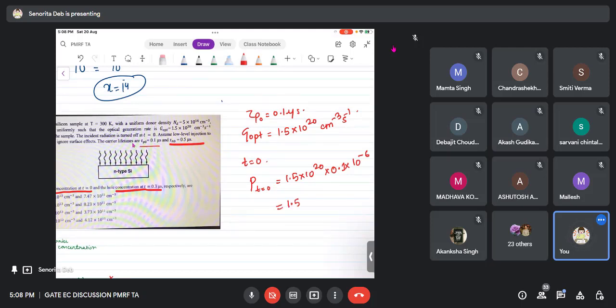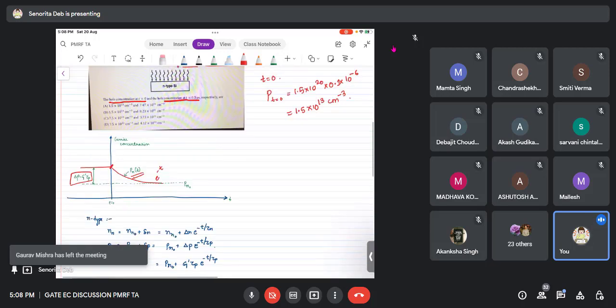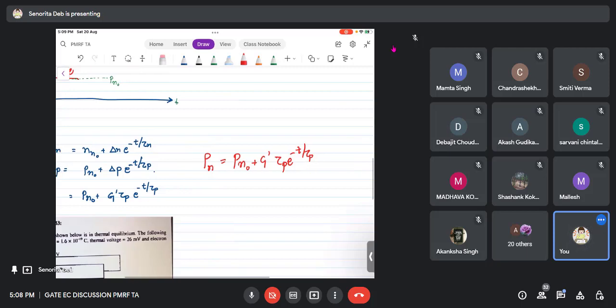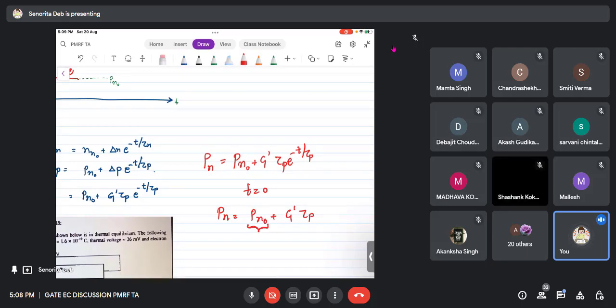Is this clear? Simple, right? Now this can be understood in one more way, by looking at the whole concentration in the semiconductor. So Pn equals Pn naught plus g dash tau p e to the power minus t by tau p. At t equals 0, Pn will be Pn naught plus g dash tau p. Now you will ask, where is this Pn naught? It is almost negligible with respect to g dash tau p.